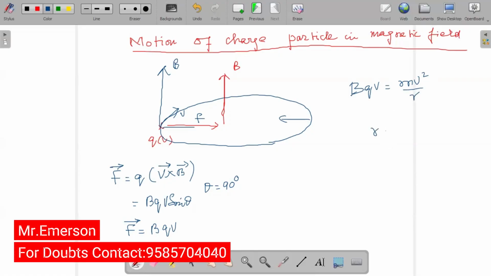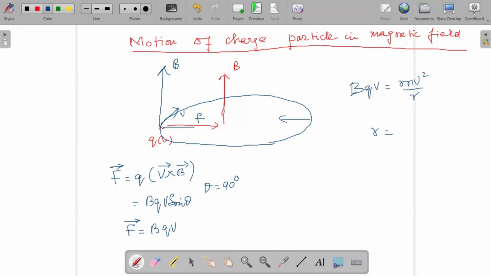What is the radius of the path? Radius of the path: V cancels, so r equals mv by BQ.